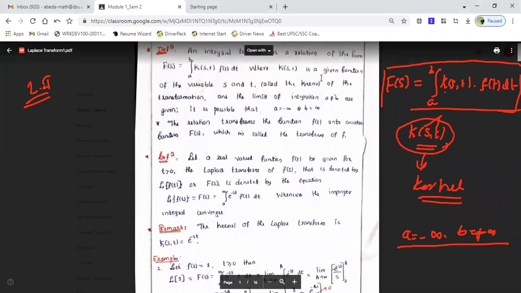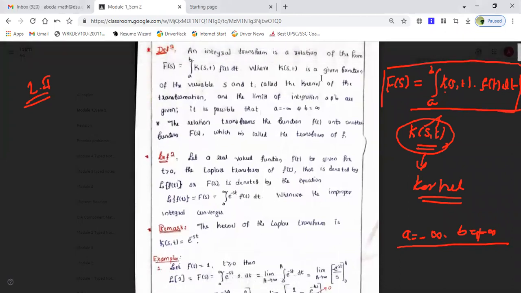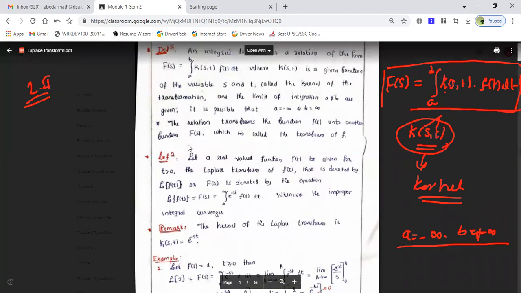Now the relation transforms the function f of t into another function F of s. This is called the transform of f. Transform means transformation. So this f of t is transformed to the function F of s. That is why it is called a transform by means of integration. Therefore, it is called an integral transform.